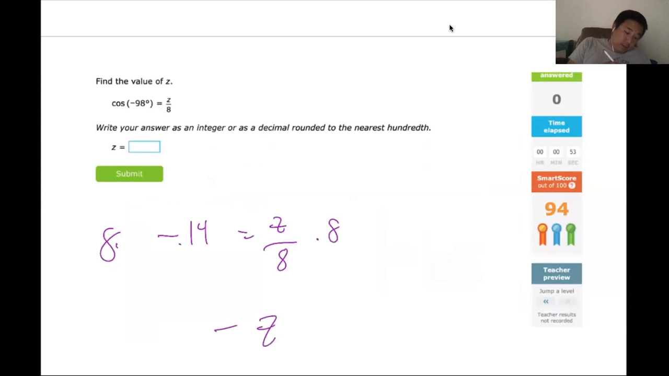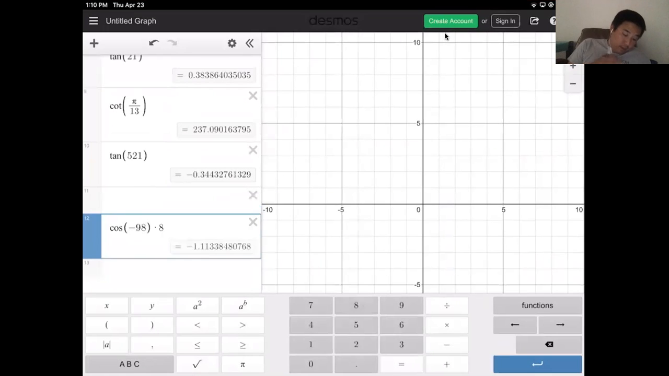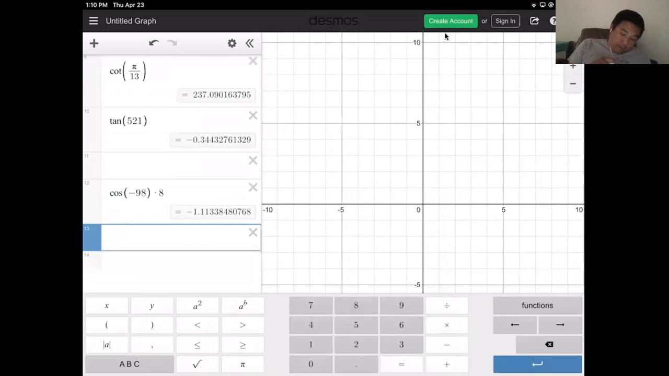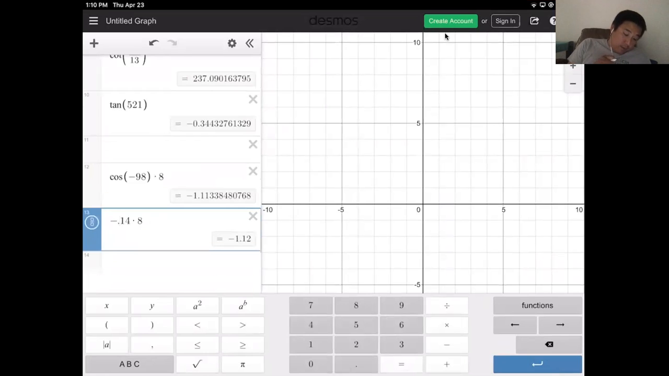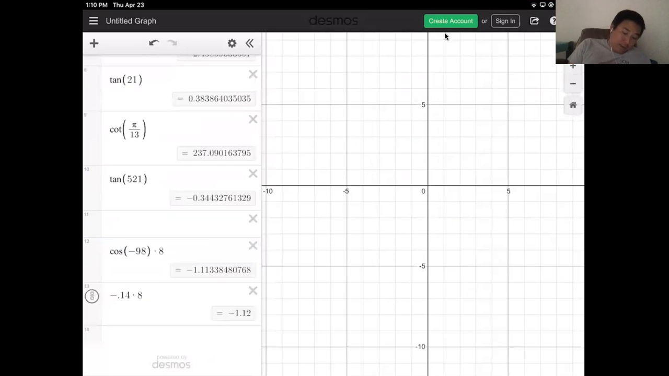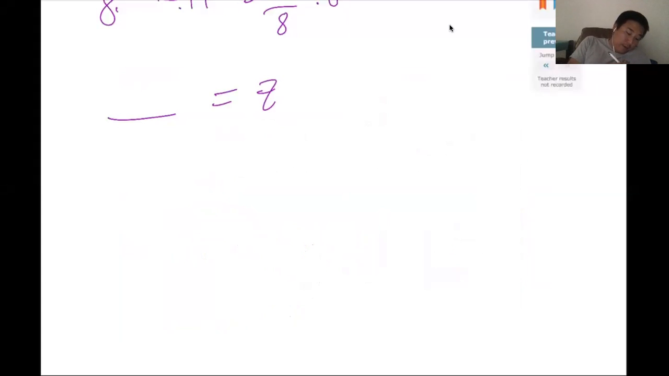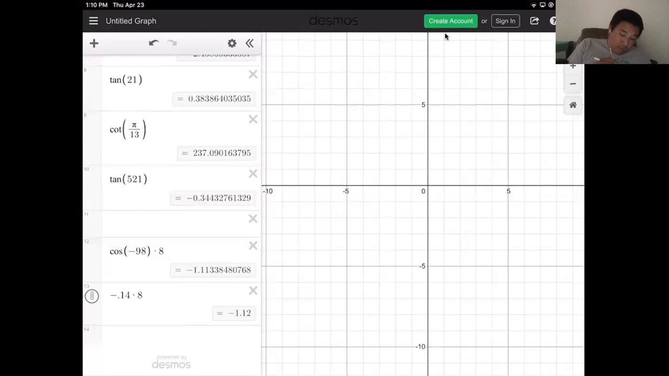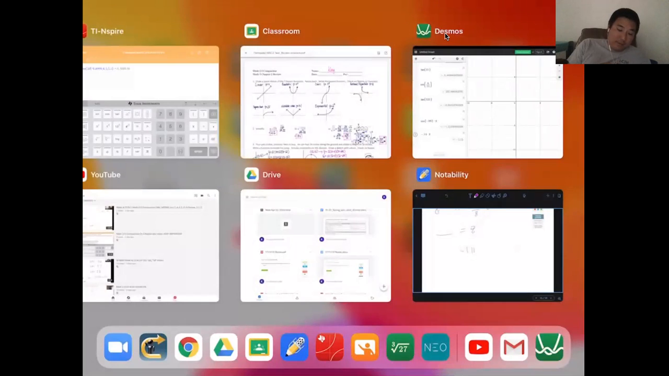So z equals blank. So let's see, times 8. So you get negative 0.14 times 8. I'm not sure what they're going to take. I would use negative 1.11, but they may want you to type, like, I think that's what they want, but they may let you round earlier, so just be careful.